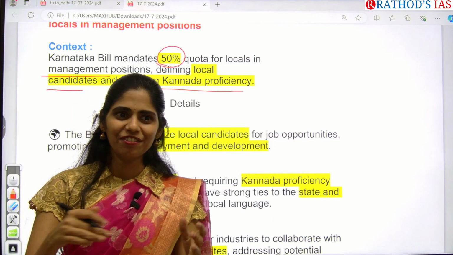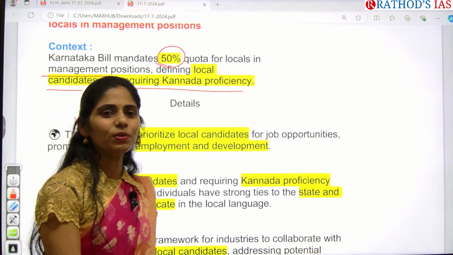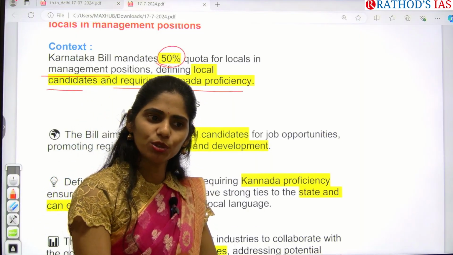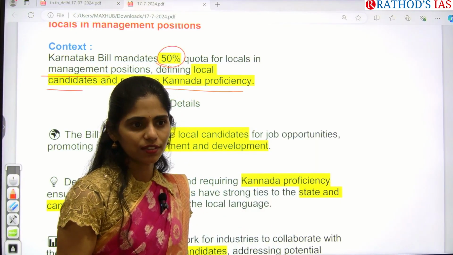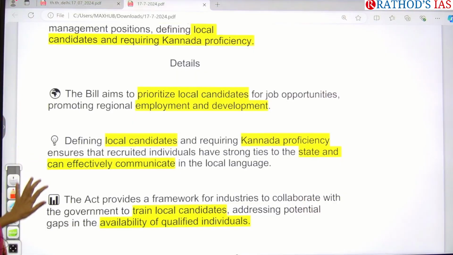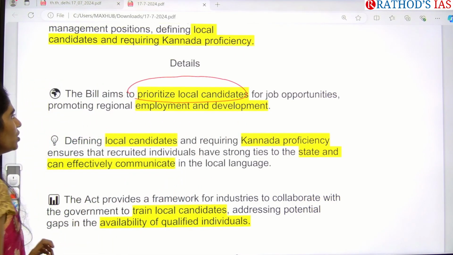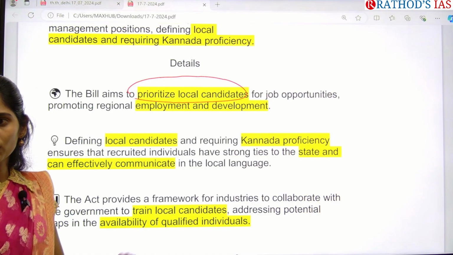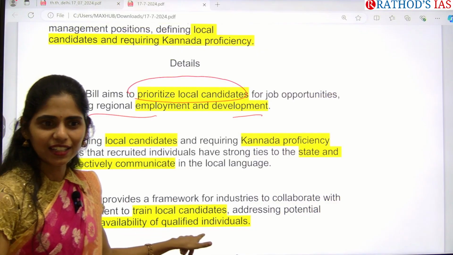Every step or any action or any law or any Supreme Court judgment, anything, will have both positives and negatives, and you have to work on what the positives and negatives are. Clear? Okay, so if you see this article, it says they are prioritizing local candidates for job opportunities. In this way, they are promoting regional employment as well as development. You will not get these points in the article.